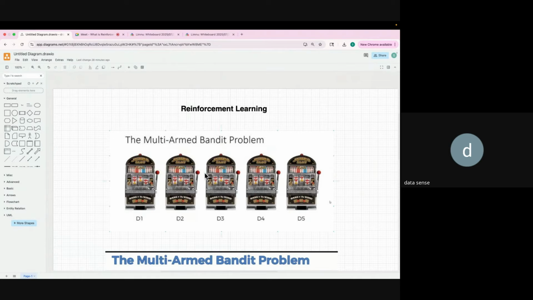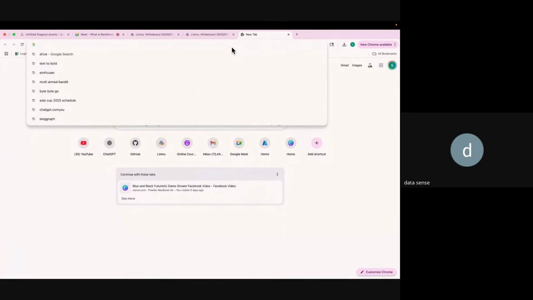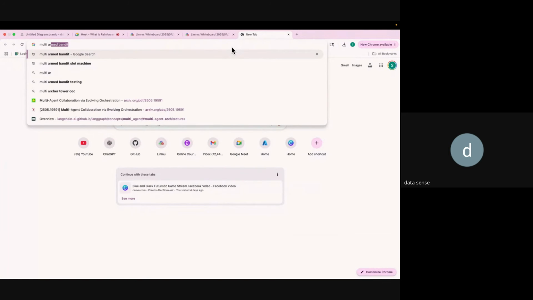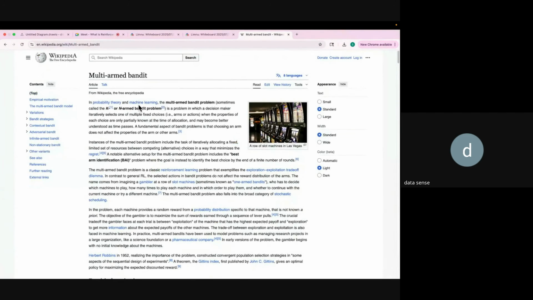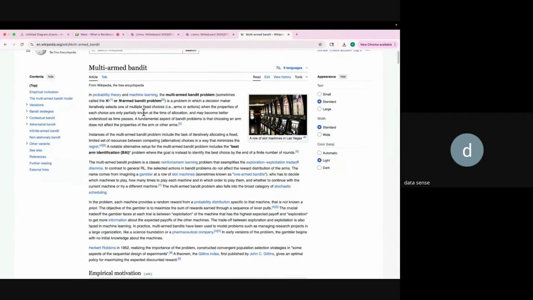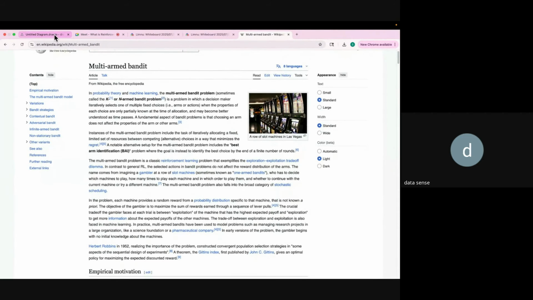You will have more understanding of reinforcement learning. Okay, so this is a scenario. This is a very, very famous, you can Google it as well, multi-armed bandit problem. Okay, so multi-armed bandit. It's a very famous example in machine learning, right? So let's try to understand how reinforcement learning relates to this.